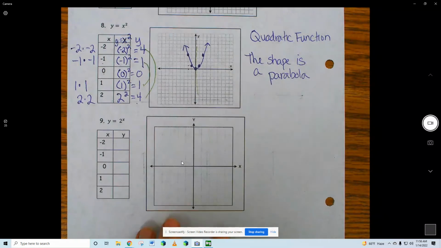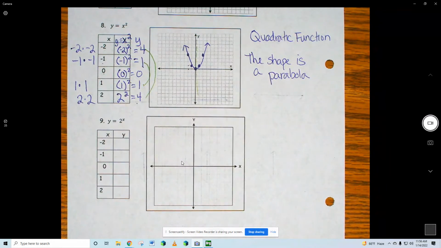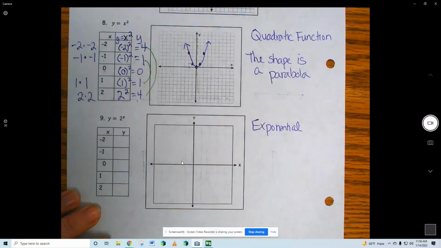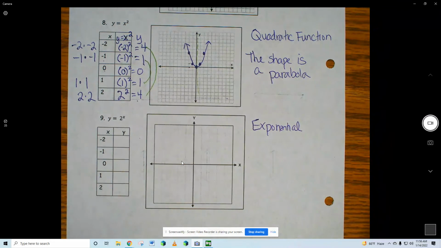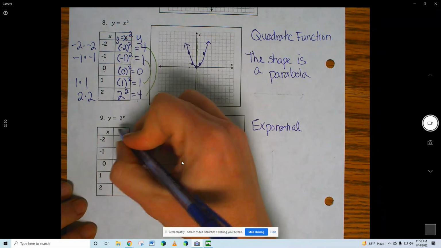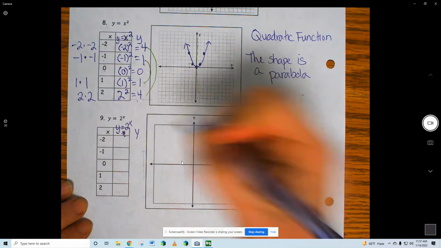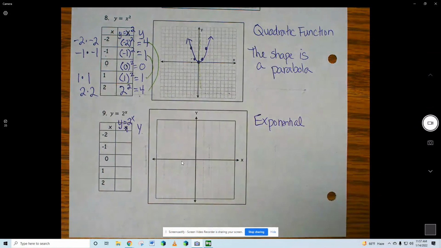Now, our last type is not linear. It's not a quadratic. This has a variable in the exponent. This is called exponential. I need to write in the middle y equals 2 to the x power. And then I'll put the y. I need to add another section for my table of values. So I have the base of 2 for every single ordered pair.